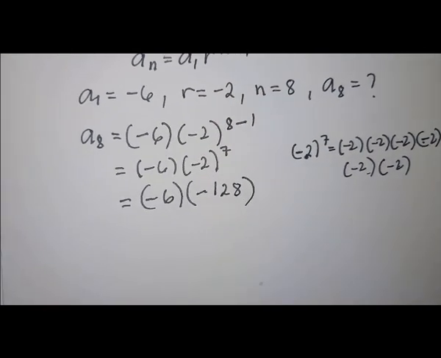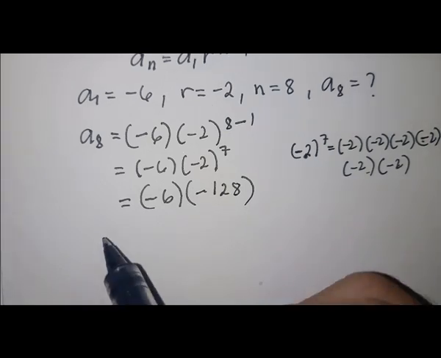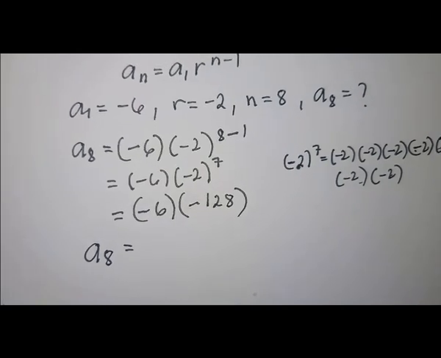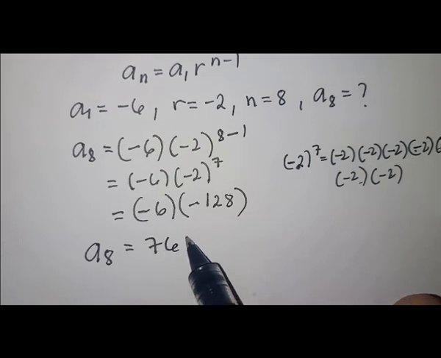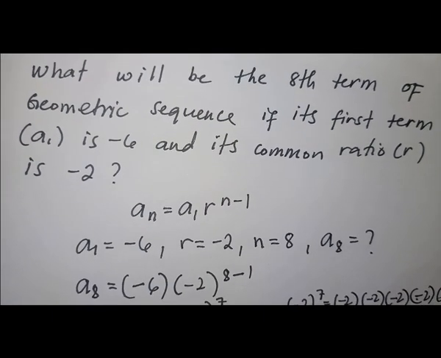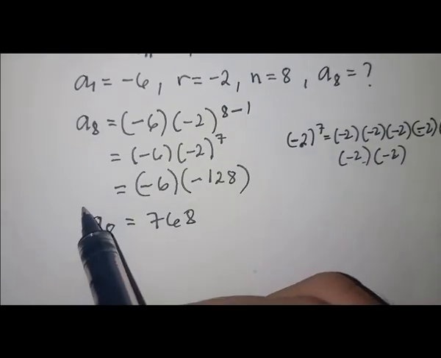Okay, ngayon, let us try to identify the final answer. So, what will be your a sub 8? So, sa rule ng multiplication, if like sign, the answer is always positive. So, makikita natin, parehas silang negative integers. So, the result will be positive. And 6 multiplied to 128 is 768. So, it means the 8th term of geometric sequence from the given is 768.